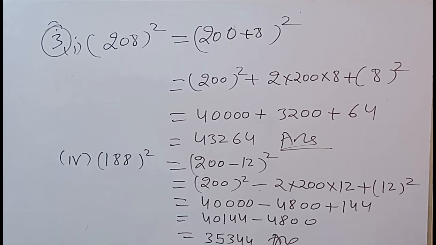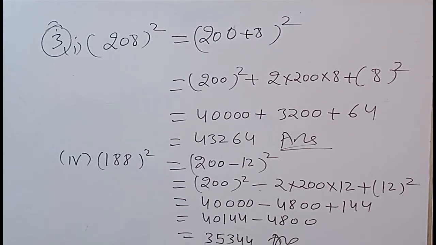So 200 square plus 2 into a, that is 200, into b, that is 8, and plus 8 whole square. So 200 square will give 40,000, and 2 into 200 into 8 will give 3200, and 8 square is 64. Now adding these, we get the answer 43,264. So in that manner you will do the sums of this type.